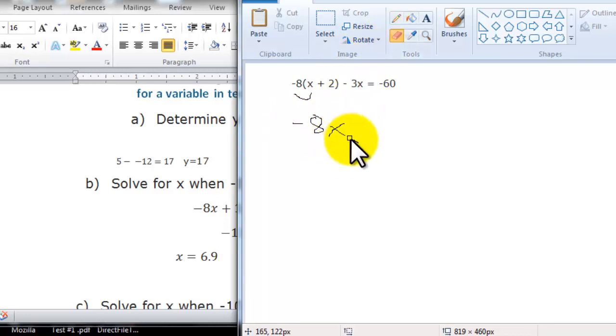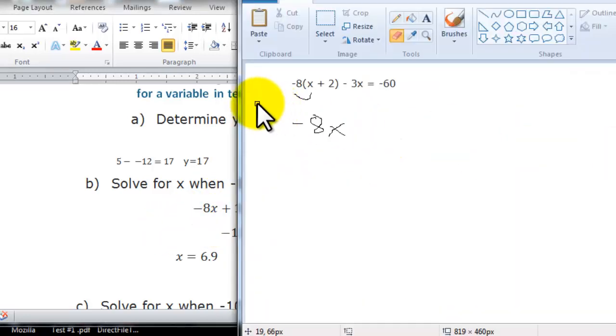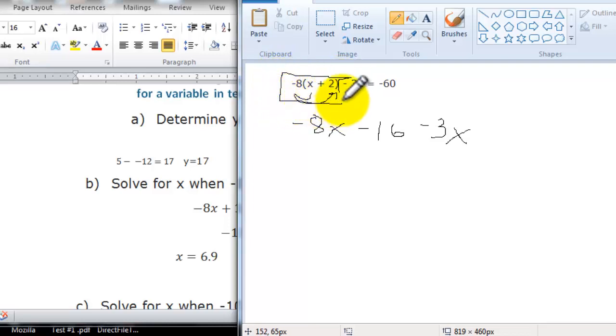Let's fix that. That's what you got, -8x. But when you do this next one, -8 times +2, you get -16. And then -3x, because nothing happens with that. Basically, you do the distributive property, of course, to get rid of those parentheses. Okay, so then that equals -60.